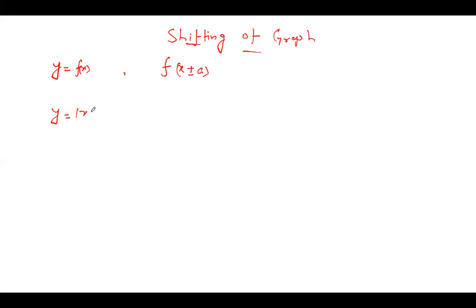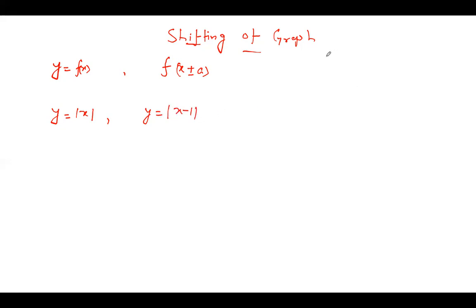One more thing you must understand, very important for solving the questions, that's known as shifting of graph. If the function y is equal to f(x) is given, and you have to draw the graph of y is equal to f(x plus or minus a). So what you have to do? Like if I'm saying the graph of y is equal to mod x is given, now you have to draw the graph of y is equal to mod of (x minus 1).